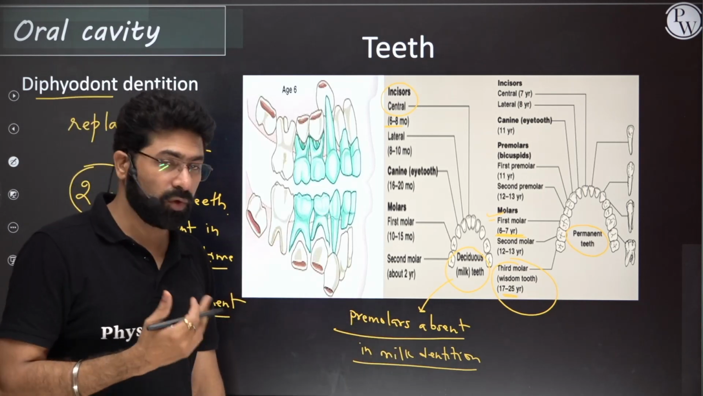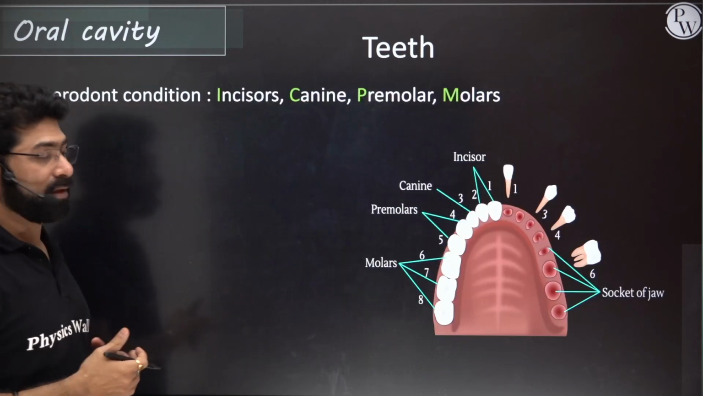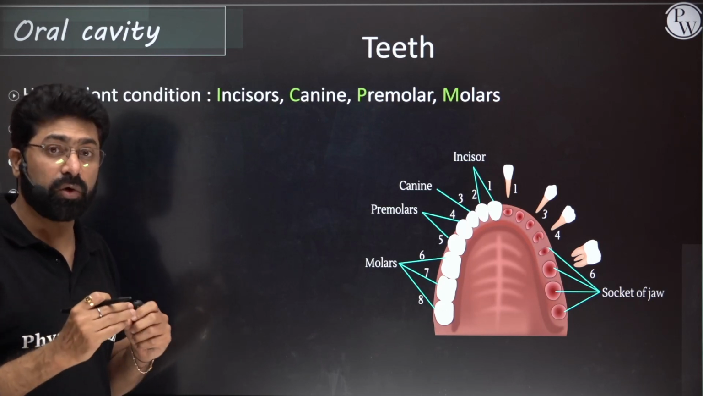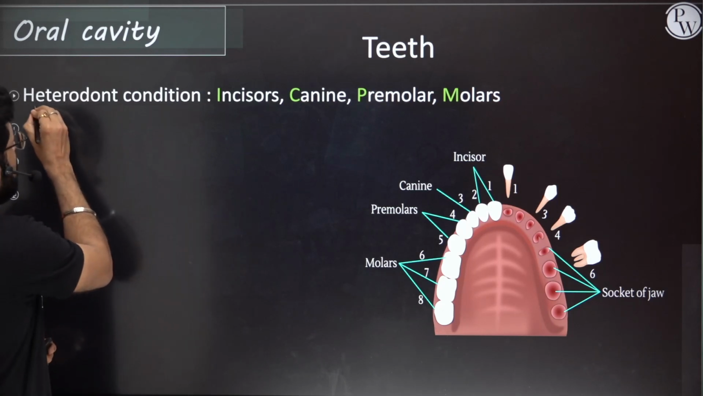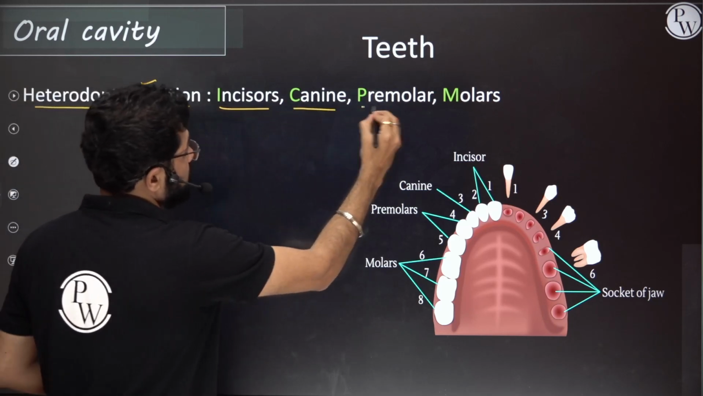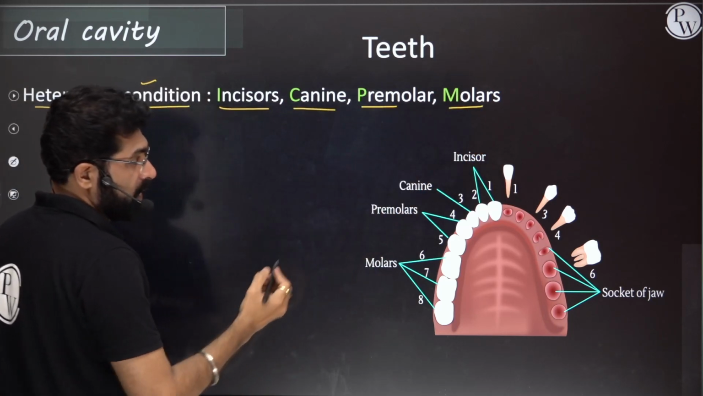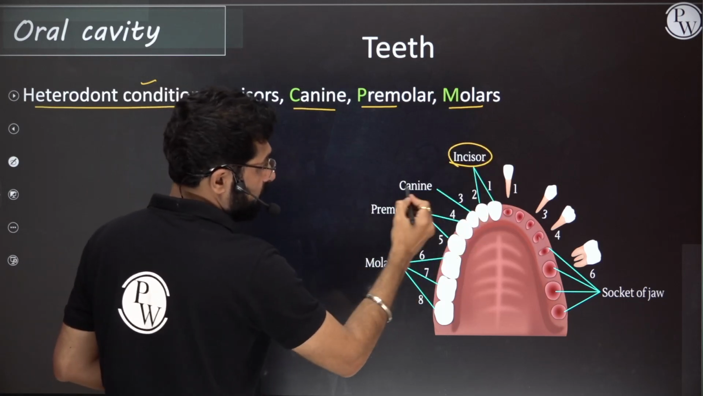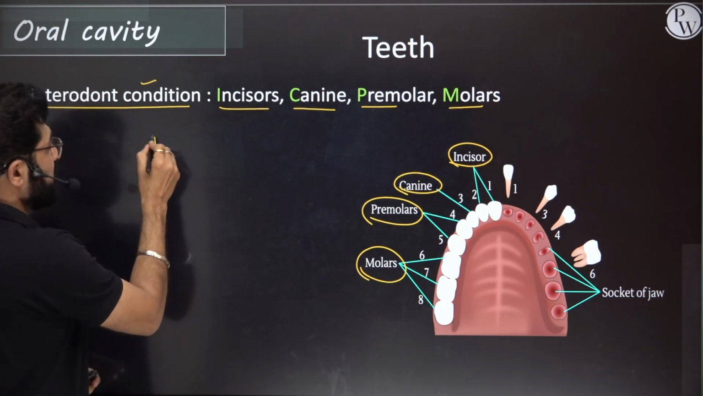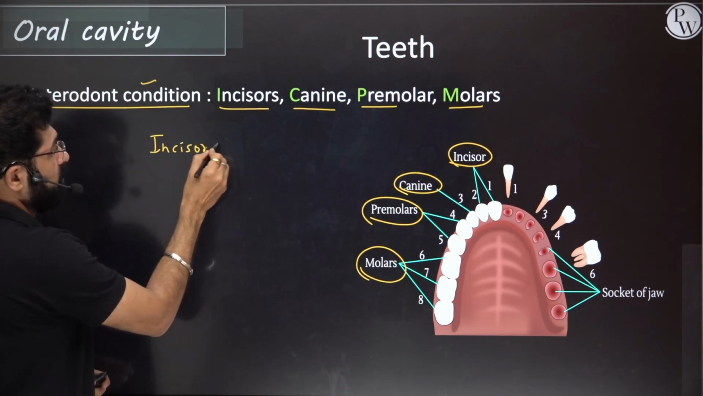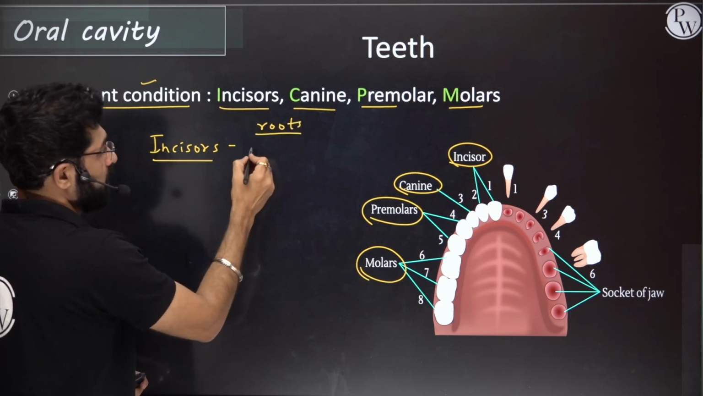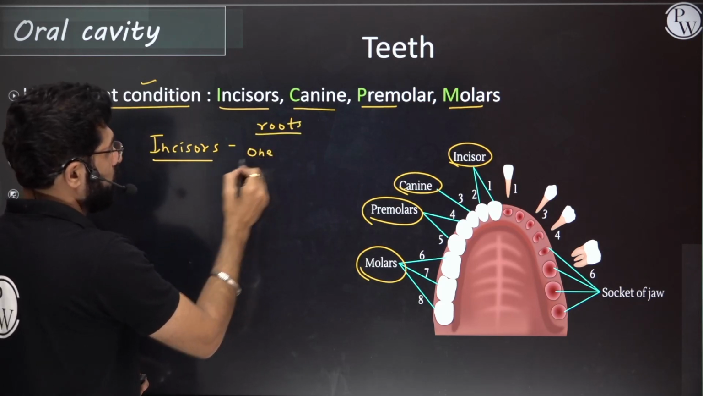So let us continue further now and see the dental heterodont condition. Different types of teeth are present in humans, which is called heterodont condition. Heterodont condition means they have different types of teeth: incisors, canines, premolars, and molars. Here you can see incisors, canines, premolars and molars. Incisors have only one root.